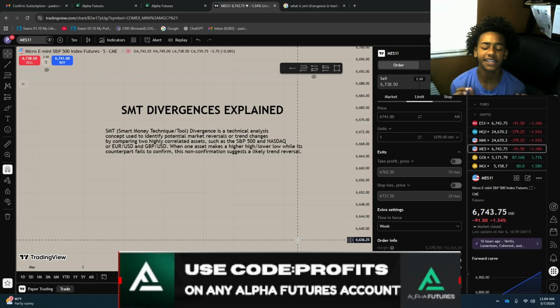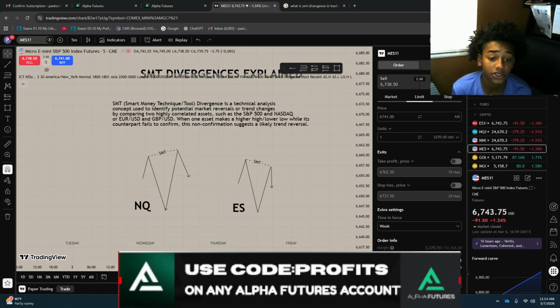But this SMT cannot form anywhere. It needs to form at a high probability liquidity pool, such as Asian highs or London highs. So if we get an SMT at London highs, we can almost be certain that a reversal is going to come soon. Here is our first on-chart example.